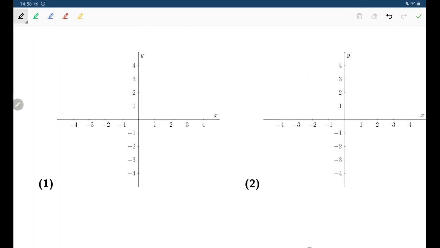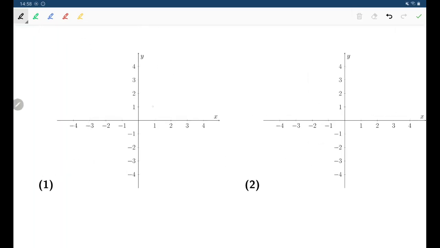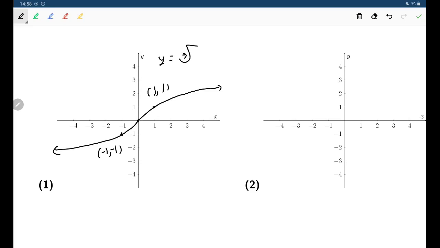But of course, as always, we begin with our basic shape, the cube rooting graph. The cube root graph looks kind of like this cubing function y equals x cubed turned on its side. It has exactly the same 3 nice points as y equals x cubed. That's negative 1, negative 1, 0, 0, and 1, 1. There we go. That's our cube root of x function.